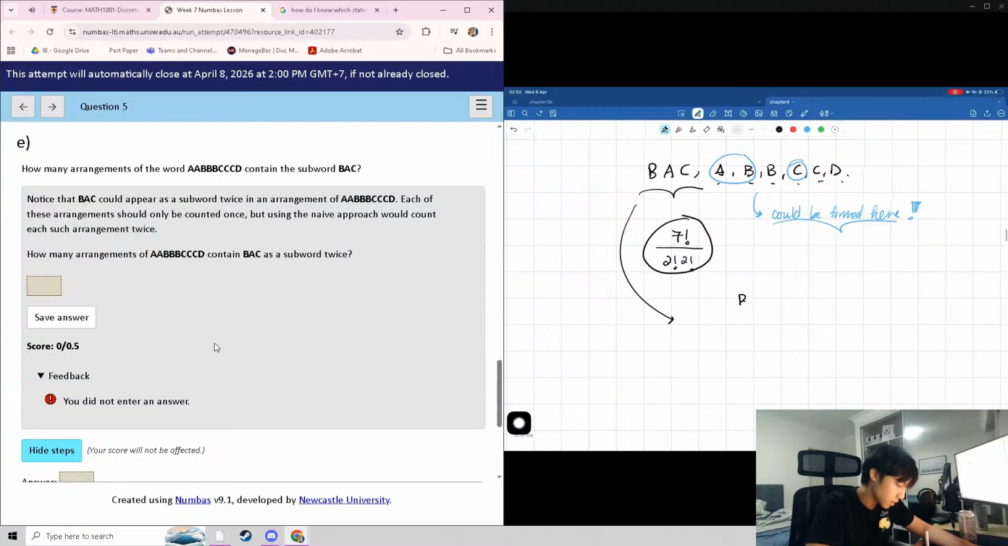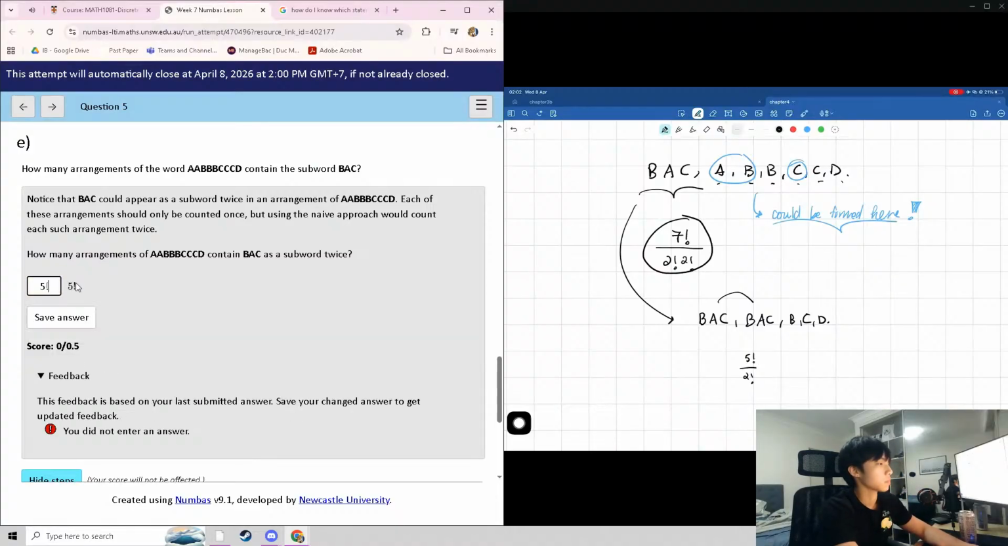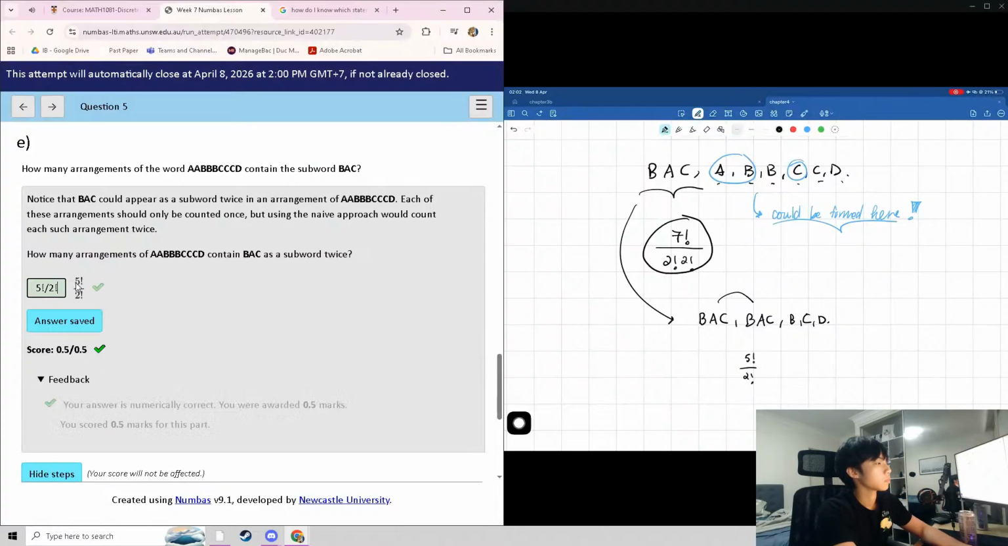Would it be B? So there's 2 of BAC, right? Yeah. BCD. And so this is 2 repetitions of this. So there are 5 factorial ways divided by 2 factorial ways. So we want to minus.